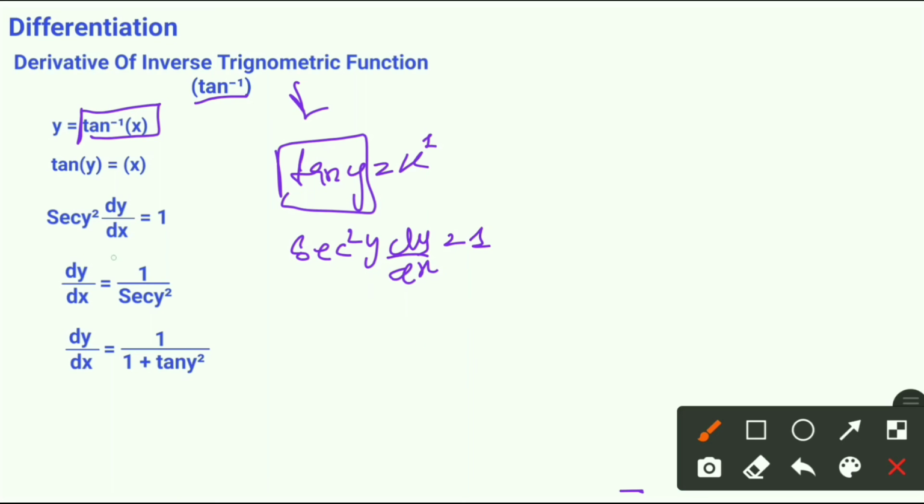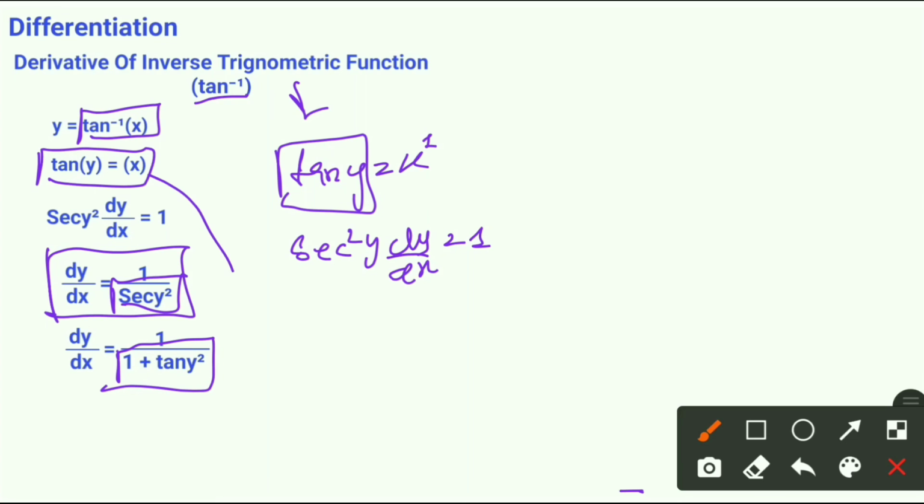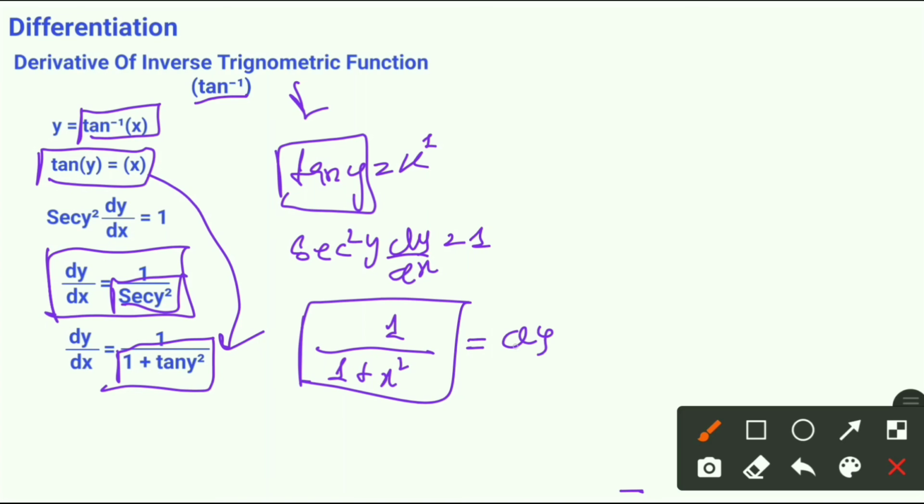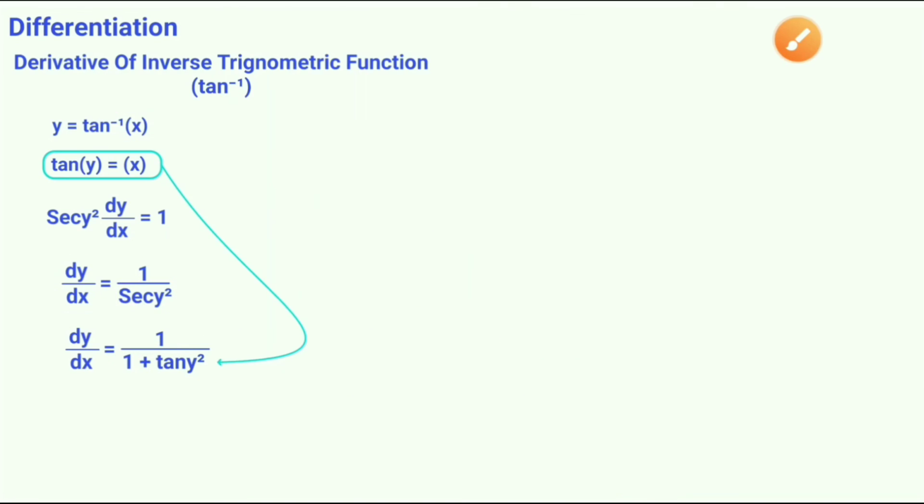So sec squared y dy/dx equals 1, written like this, and then we use the trigonometric identity that 1 plus tan squared is equal to sec squared. So 1 plus tan squared y, and then we substitute here. So dy/dx is 1 upon 1 plus x squared. This is the differentiation of the inverse trigonometric function.